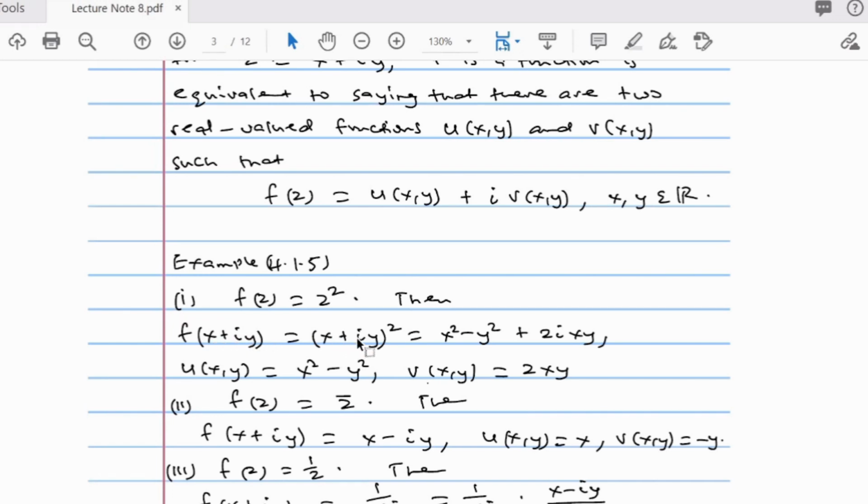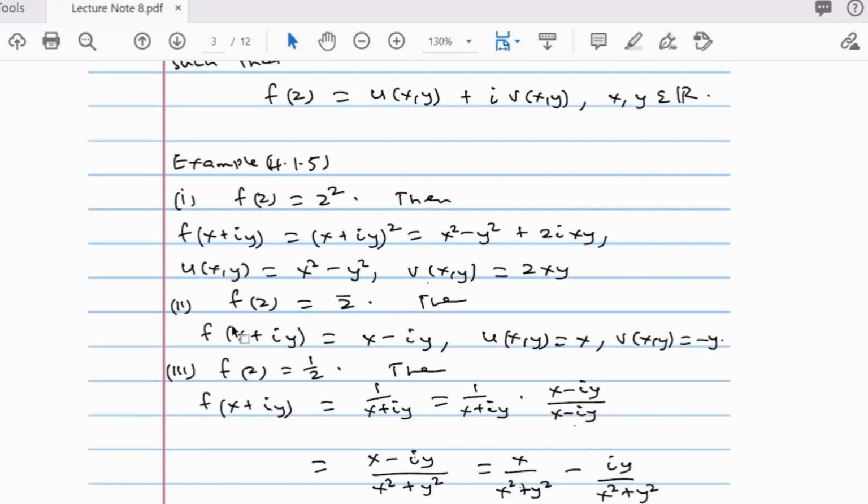So we have (x plus iy) to the power of 2. When you square this, we have x squared minus y squared plus 2ixy. So this is the real part. The real part is x squared minus y squared, which is our u of x, y. And the imaginary part, v of x, y, is 2xy. So if you equate it with this, that means the real part, u, is x squared minus y squared, and v of x, y is 2xy.